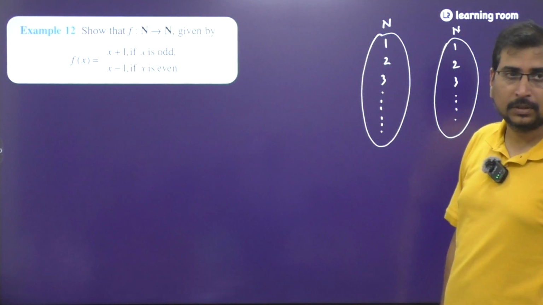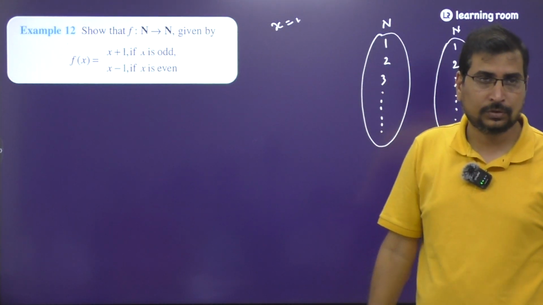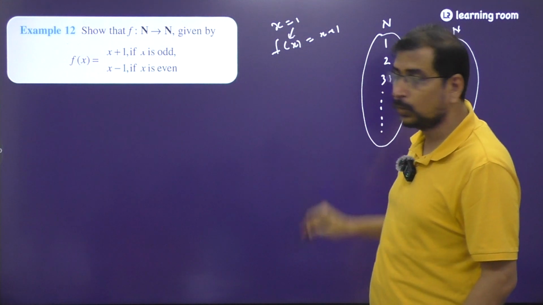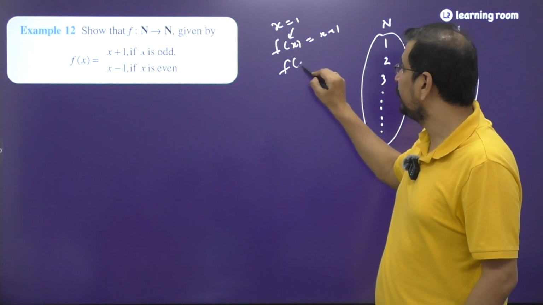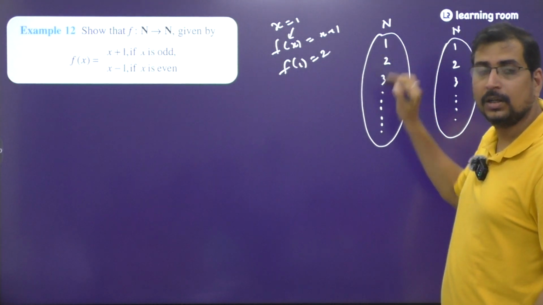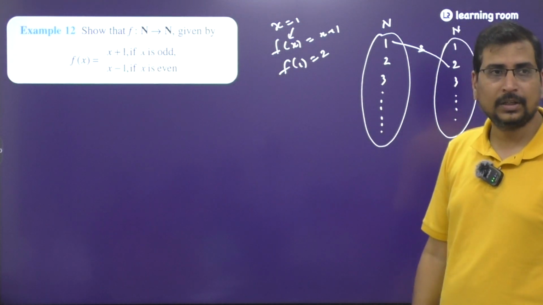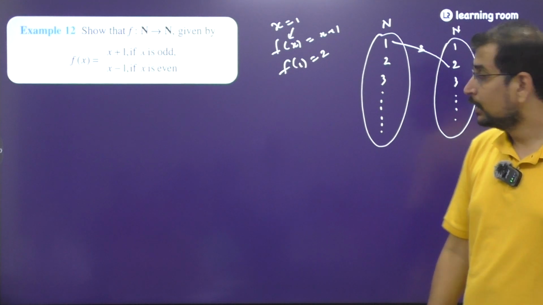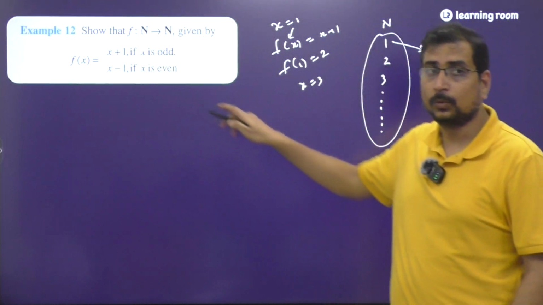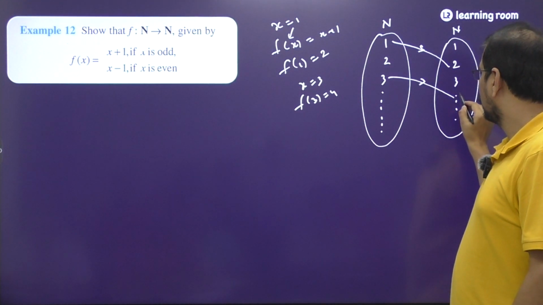If I take an odd number, x is equal to 1, out of these two, which function should I use? I should use f of x is equal to x plus 1, meaning I put 1 here. What will I get? F of 1 will be equal to 2. When you take the input to be an odd number, you get an even number, because odd number plus 1 is going to be an even number. Makes sense? Similarly, when I take 3, I use the same x plus 1. So the value of f of 3 is 4. Means 3 is mapped to 4.